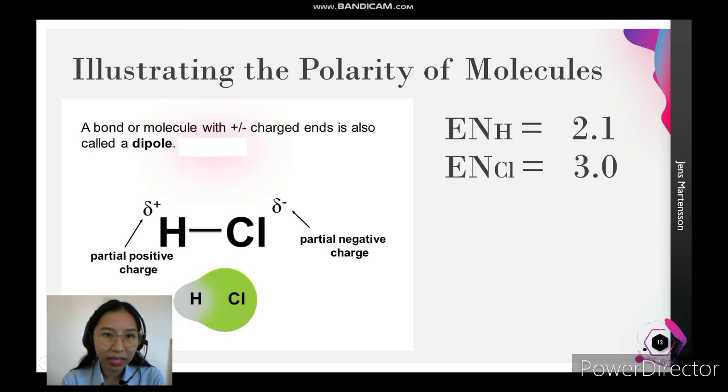This is the symbol for partial positive and this is the symbol for partial negative charge. Why does this happen, and why is the molecule illustrated this way? Let us look back at the electronegativity values in HCl. The EN of your hydrogen is 2.1 only, whereas the electronegativity value of chlorine is 3.0.